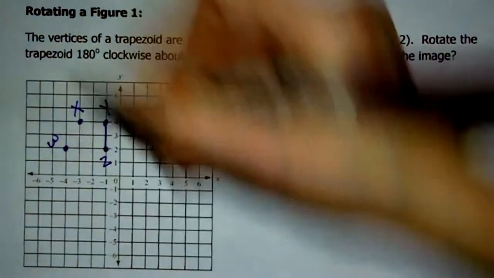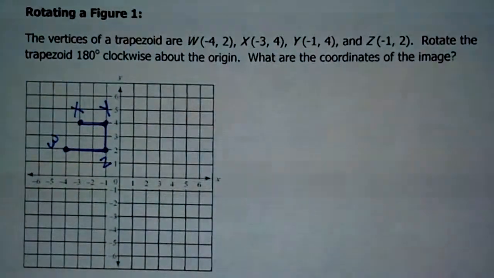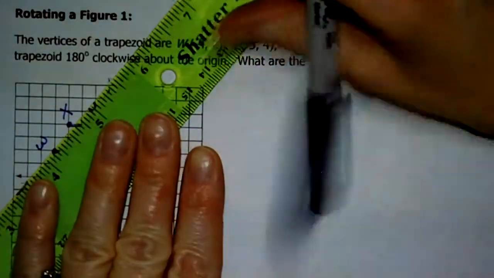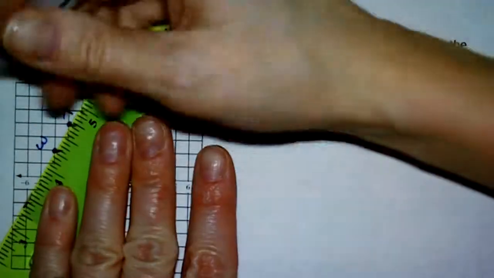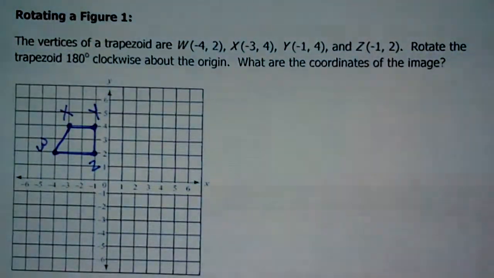Alright, we're going to connect those. And that one's just not on a line. I don't trust myself to draw a straight line without a ruler. There we go. Even so, it still doesn't look perfect.